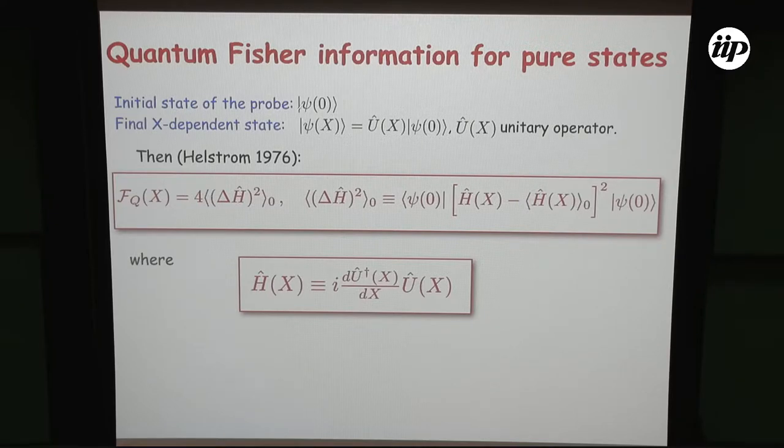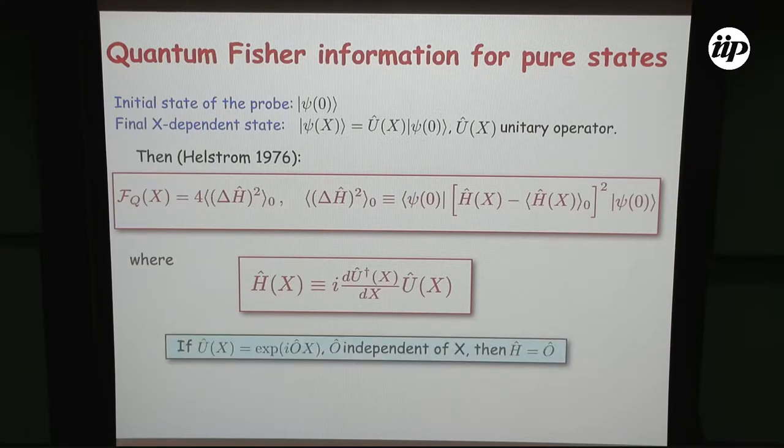So suppose you start with some initial state of the probe, psi zero, and this state then evolves into this other state here under a unitary operator. Now we can show that in this case, the quantum Fisher information is given by 4 times the variance of an operator, which is expressed in terms of this unitary evolution. And if you want, you can actually consider this to be the generator of this transformation. For instance, if U of x is given by this expression here, so that it's an exponential with the exponent linear in the parameter, and this operator O is independent of x, it's easy to show from this expression that H in this case is just given by O, which is the generator of this displacement of the parameter, if you want.